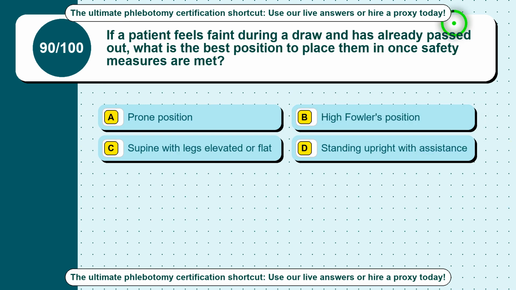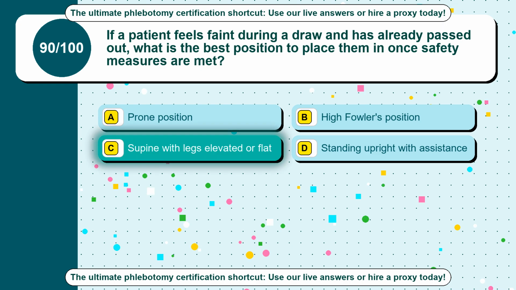Question 90. If a patient feels faint during a draw and has already passed out, what is the best position to place them in once safety measures are met? Option A, prone position. Option B, high Fowler's position. Option C, supine with legs elevated or flat. Option D, standing upright with assistance. The correct answer is option C, supine with legs elevated or flat.